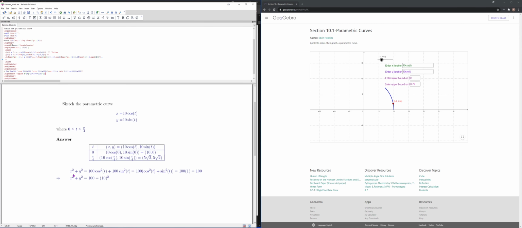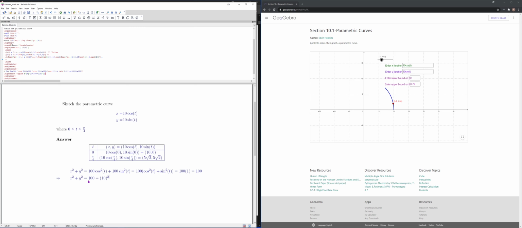Okay, so why it's an arc of a circle is if we consider x is equal to 10 cos t, y is equal to 10 sine t, and I have x squared plus y squared, right? That would give me 100 cos squared plus 100 sine squared, right? And I can factor out the 100, and I get cos squared plus sine squared. And you should remember from your trig identities that cos squared plus sine squared is equal to 1. So I get 100 times 1, which is 100, right? So if you look at this over here, I have x squared plus y squared, which is equal to 100.